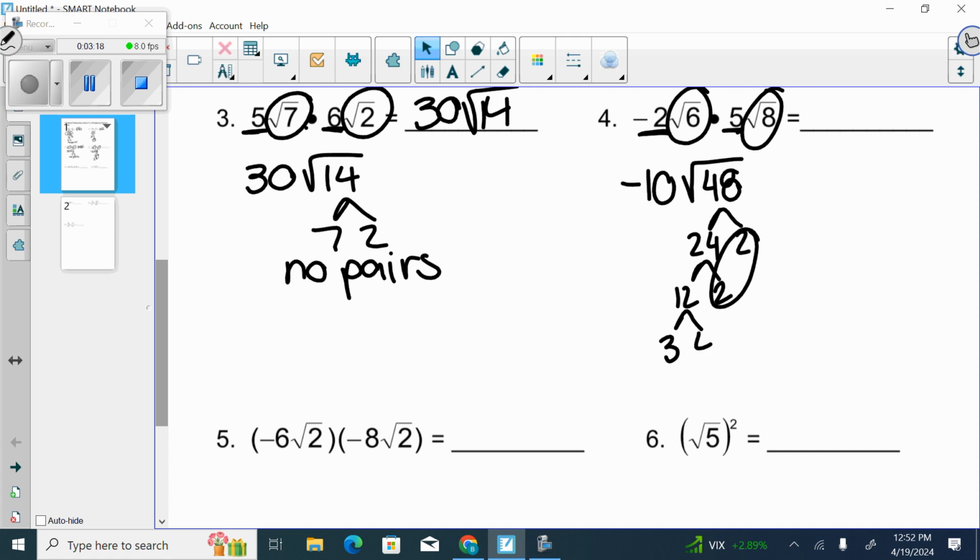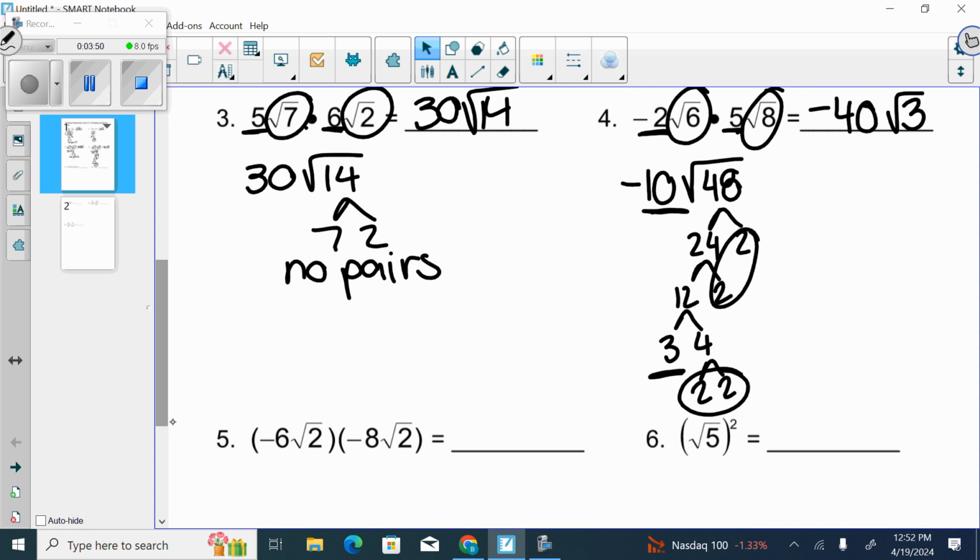3 and 4. 2 and 2. All right. So 2 pairs of 2's. I got a 2 here and a 2 here. What am I going to do with them? Multiply them. 2 times 2 would be 4. And what was already out there? Negative 10. So 4 times negative 10, negative 40. What was left over? 3. 3 was left over without a pair.